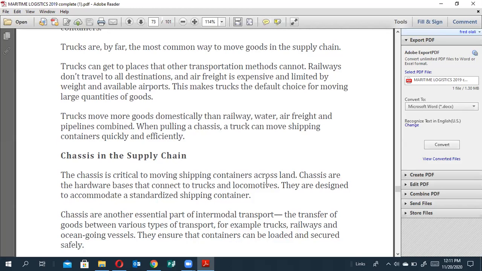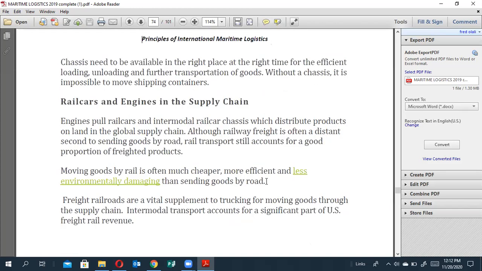They are another essential part of intermodal transport, the transfer of goods between various types of transport, for example trucks, railways, and ocean-going vessels. They ensure that containers can be loaded and secured safely. Chassis also need to be available in the right place at the right time for efficient loading and further transportation of goods. Without a chassis, it is impossible to move shipping containers. So they are very vital in assisting in moving these containers.